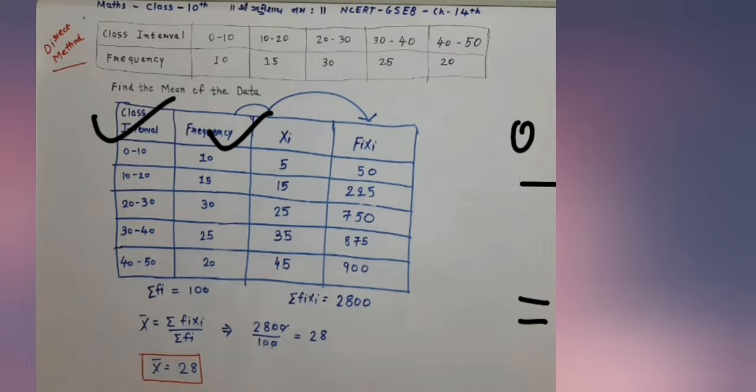So we got 2800, and after getting this we need to find sigma fi. So sigma fi is what? That is 100. Now the values we got for sigma fi xi and sigma fi are put into the equation sigma fi xi upon sigma fi. So 0 and 0 cancel, and we get 28 as the mean of this given data. So this is the explanation of how to find the mean using the direct method.